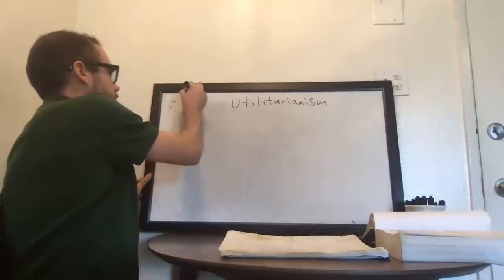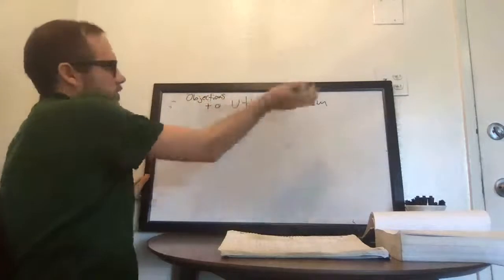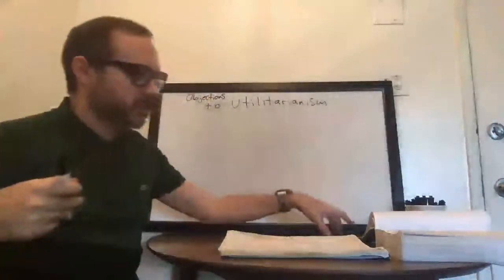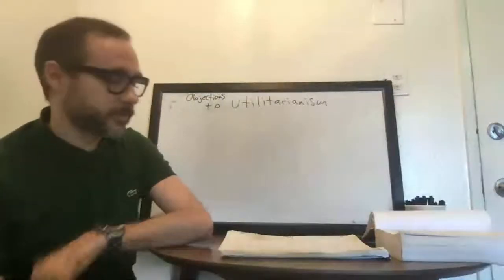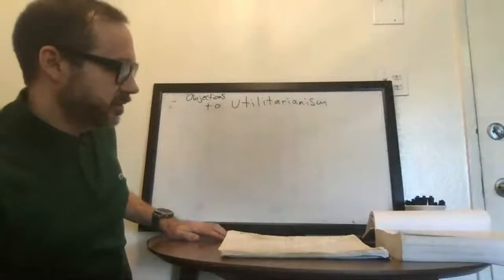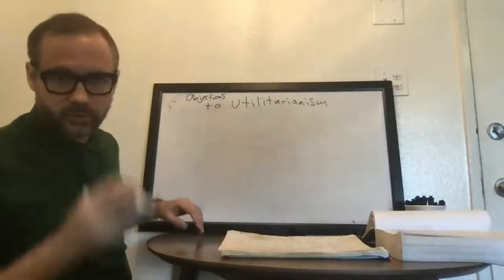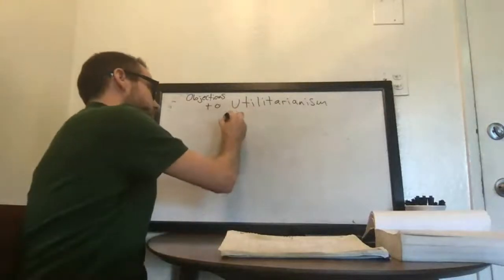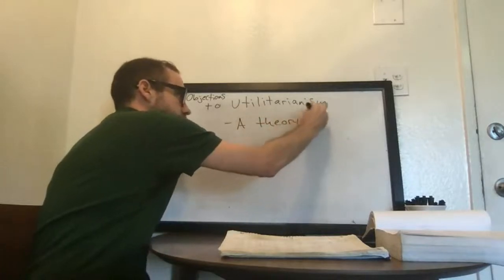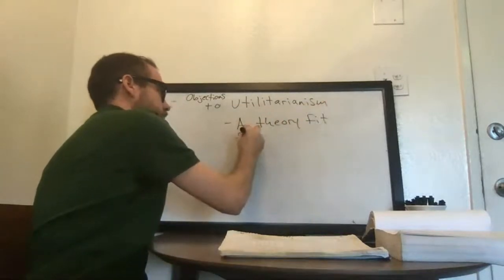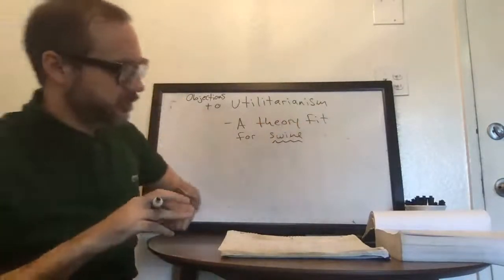So maybe with that already on the board, can I sneak this into the left? Objections to utilitarianism. Objections are clearly stated reasons to find fault with views as well. One objection to utilitarian theory, which was talked about by Mill himself in the writing that you've been assigned, is this. I'll label it a theory fit for swine.